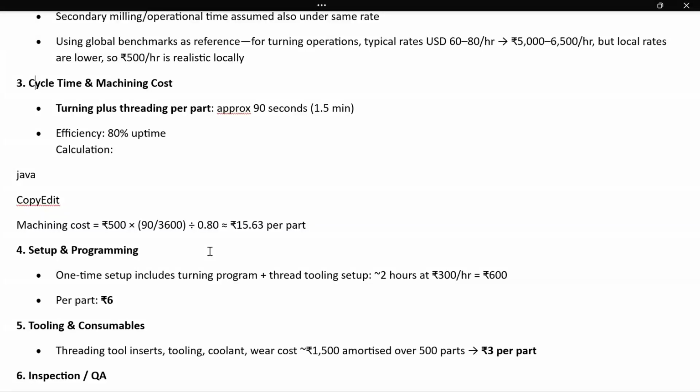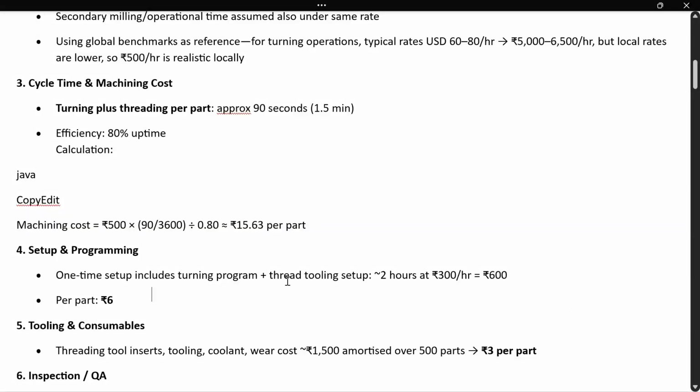Now the setup and programming cost. The one-time setup cost includes turning, programming and thread tool setup, which takes 2 hours. Along with machining and material cost, the setup cost is also important, because every job has a different setup time. Here there is a 2 hour setup at 300 rupees per hour for overhead and other machine charges, so 600 rupees. For a single piece, 600 divided by 100 parts gives 6 rupees.